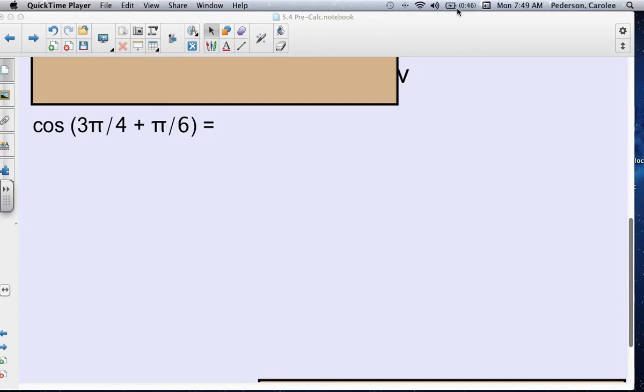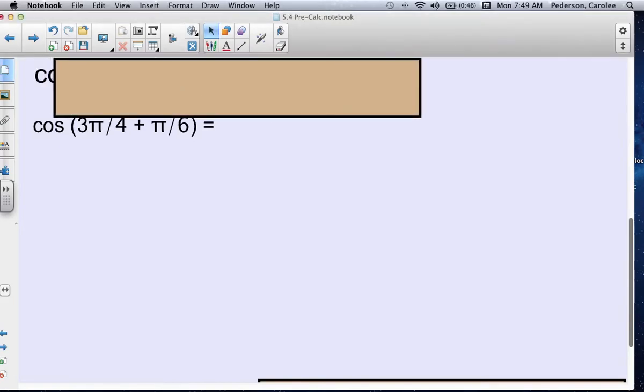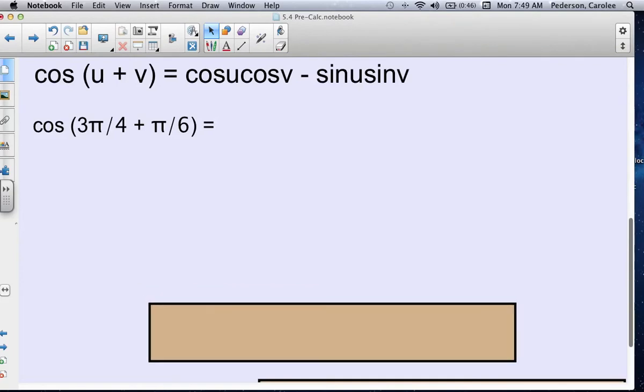This is 5.4, part 2. We're continuing this problem to solve for the cosine of 3 pi over 4 plus pi over 6. The formula, I just have it hidden up here. We're going to substitute it in. This is your u, and this is your v.